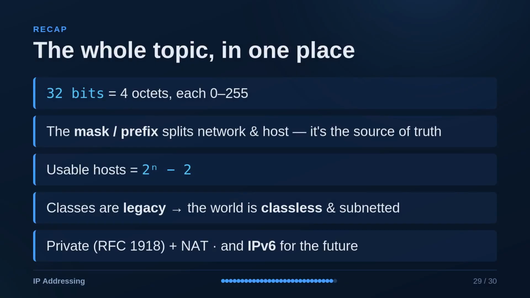Let's lock it in. An IP address is 32 bits, 4 octets, 0 to 255. The mask splits network from host, and the slash counts network bits. Hosts equal 2 to the n minus 2. Classes are legacy. The modern world is classless and subnetted. Private ranges plus NAT stretch IP version 4. And IP version 6 is the future. That's the whole topic. Done right?